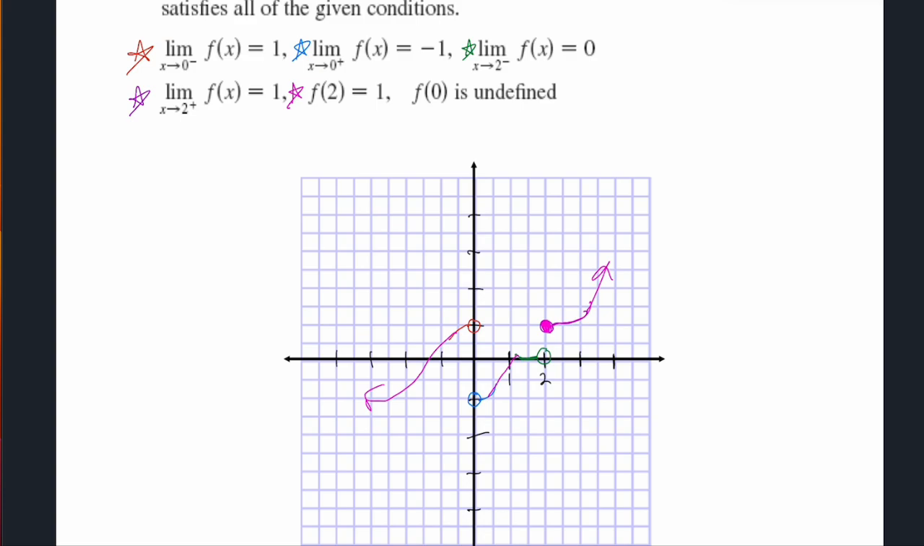Your graph and my graph might look different. You might have gone like this. Are you still approaching a height of 1 from the left? Yeah. Your graphs might not have connected. That's okay. Do I still have a piece here and a piece here? Yeah. I went up, you might have went down. You might have just had a little section right there.